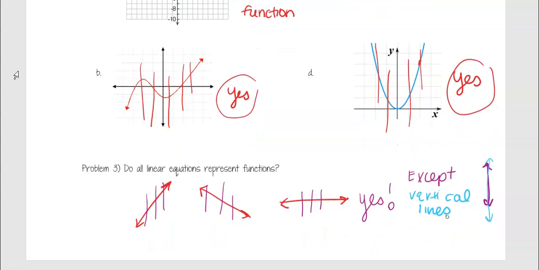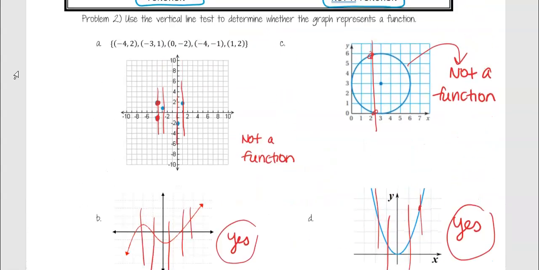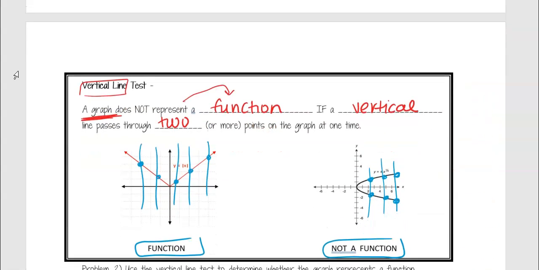Okay? Guys, that's our 5.1 extension. Great job on learning about relations, functions, and the vertical line test.